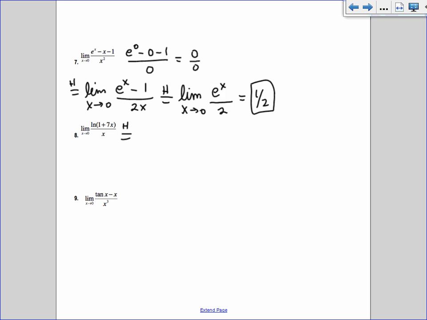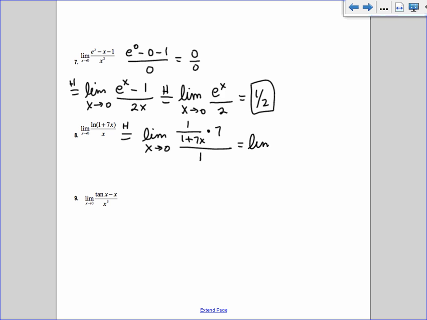So I do my L'Hopital's rule. I get the limit as x goes to 0 of the derivative of natural log of 1 plus 7x, which is 1 over 1 plus 7x times 7. Good. Don't forget your chain rule. Divided by 1.